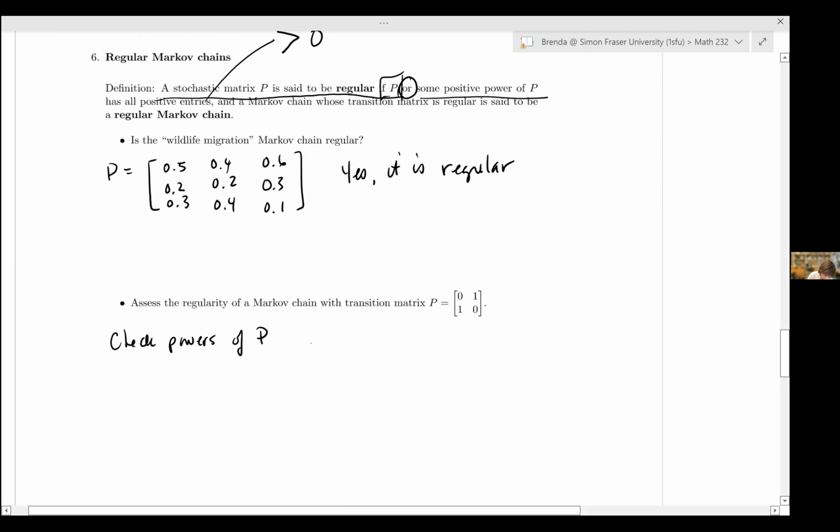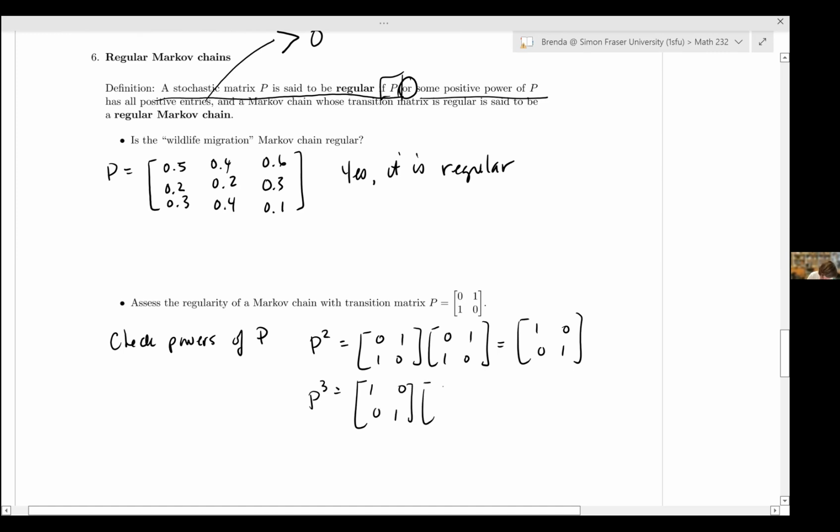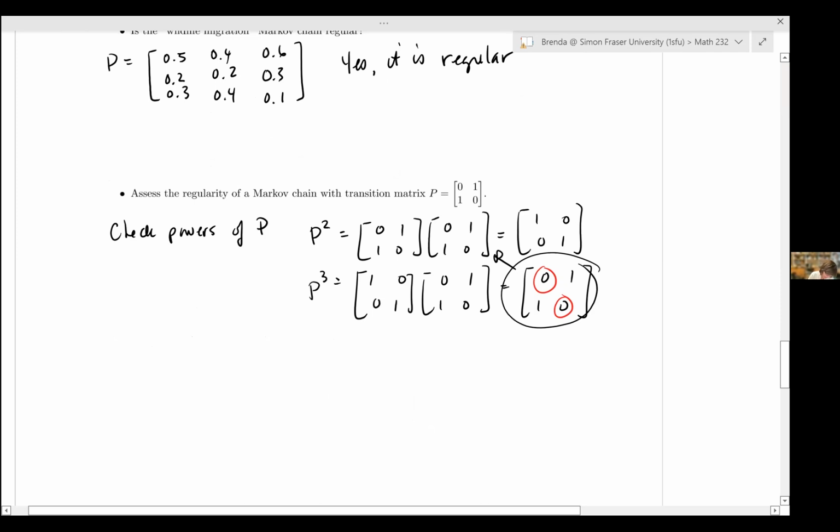In this case, what we would do is calculate first P squared. We would get this, and that gives us this guy here. Then we would calculate P cubed. We would take P squared and multiply it by P, and that would give this guy here. Okay, and I already know what happens when I multiply this guy by P, because I've already done that here. So I'm just going to flip back and forth. These zeros are going to stay. I'm never going to get non-zero entries here and here. So this is not regular.